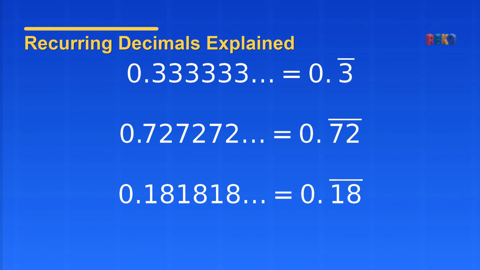Some decimals never seem to end. Their digits repeat over and over. 0.3 repeating, 0.72 repeating, and 0.18 repeating are all examples of recurring decimals. Numbers that go on forever in a predictable pattern.